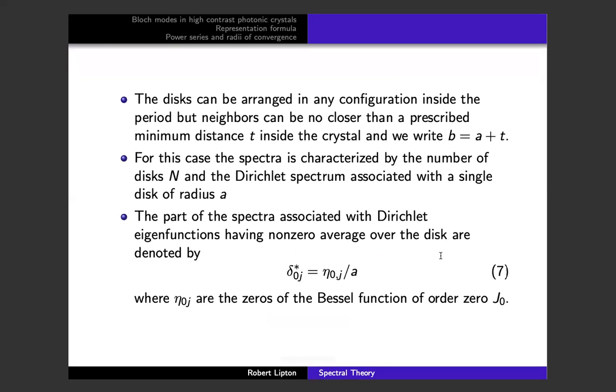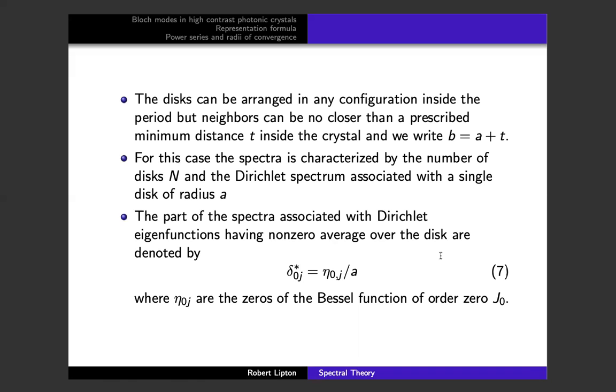Okay, and I'm going to give you quantitative estimates. I'll give you a formula for epsilon. So the disks can be arranged in any configuration inside the period cell. We'll write B, the outer radius, as A, the actual disk size, plus T. So that'll be B. And we can throw in N disks if we want. 4 is fine. And the nice thing is that for that case, of 4 independently connected disks, the Dirichlet spectrum is easy to write down. It's associated with a single disk of radius A.